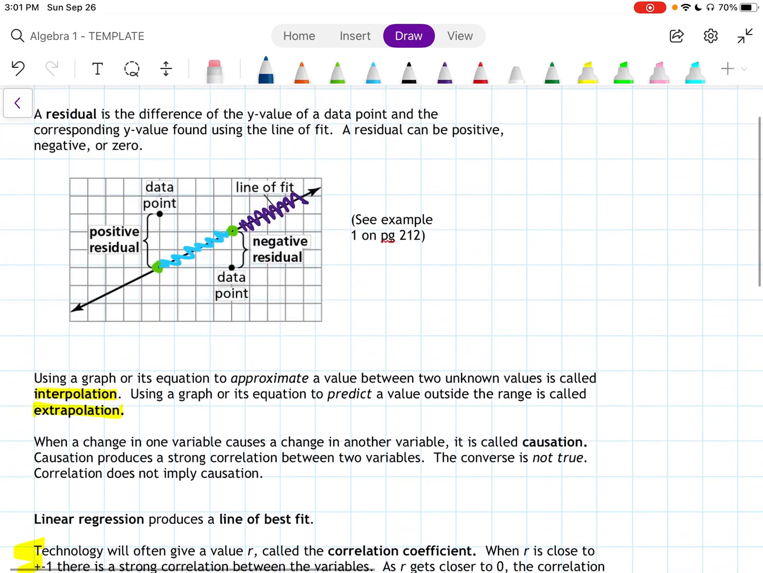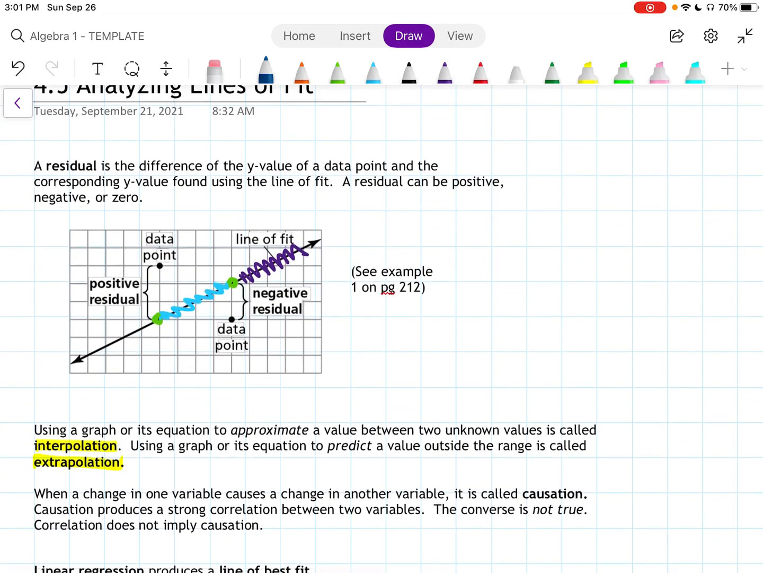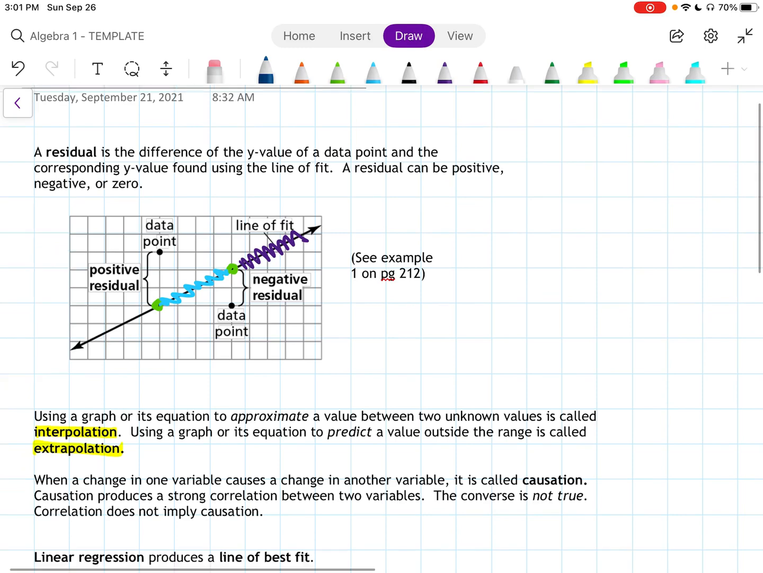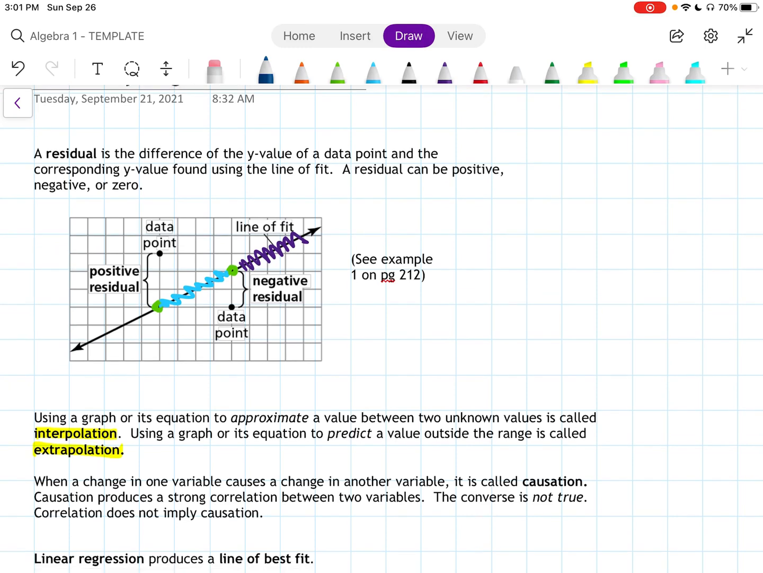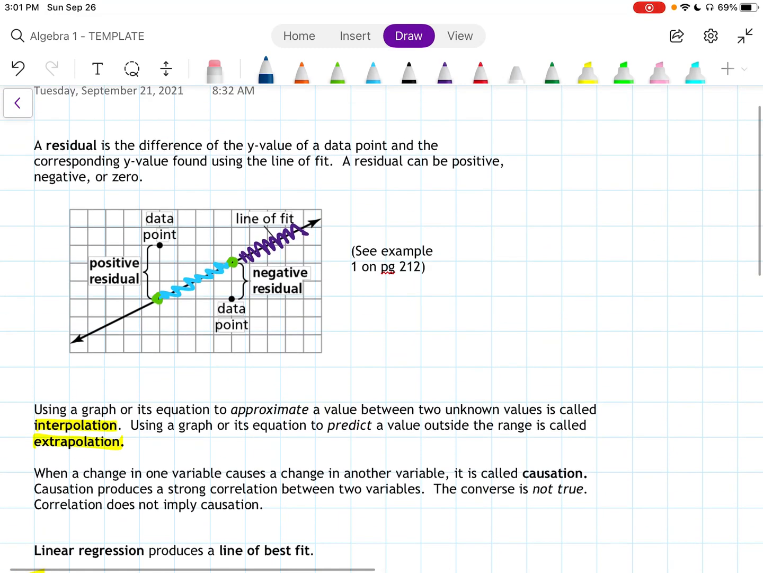All right. So let's make sure that we have the residual thing copied down. We've got interpolation and extrapolation. Good grief, extrapolation. And there it is.